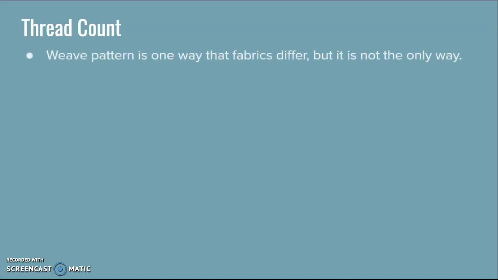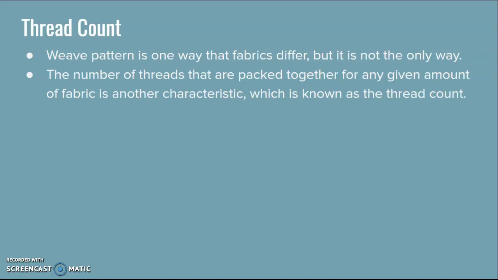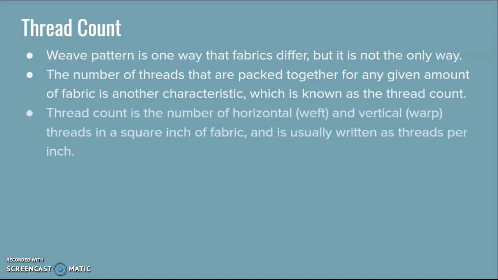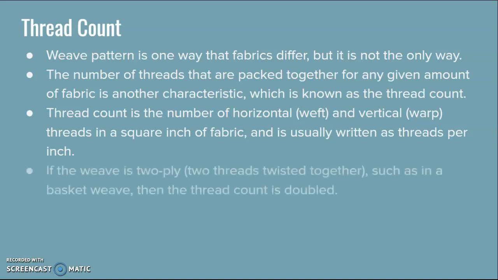Okay, so now that we know a little bit about the different weave patterns, we can look into how to calculate the thread count. So weave pattern is one way that fibers differ, but is not the only way. The number of threads that are packed together for any given amount of fabric is another characteristic, and this is known as the thread count. So thread count is the number of horizontal weft and vertical warp threads in a square inch of fabric, and is usually written as threads per inch.